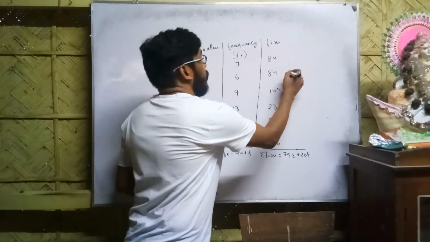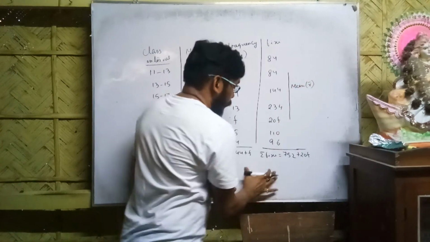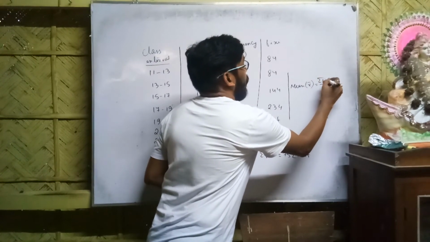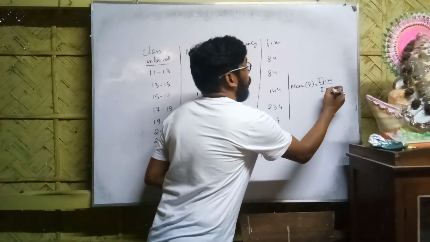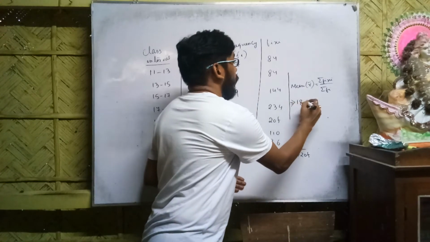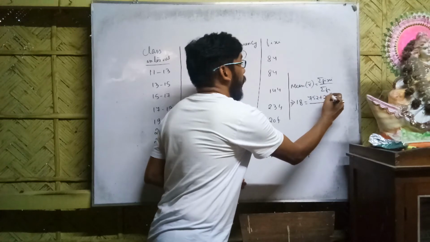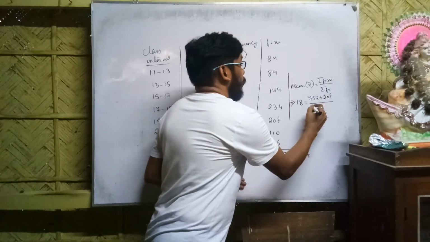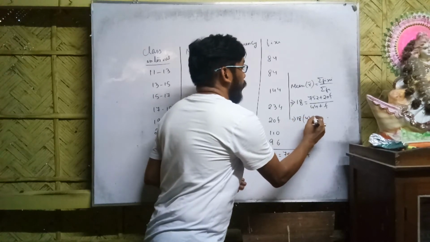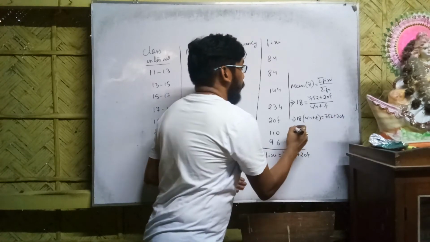So let me do the rest here. What is the formula for mean? Mean is summation of fi xi by summation of fi. The mean is given as 18 in the question itself. fi xi is 752 plus 20f, and summation of fi is 44 plus f. If I cross multiply, 18 into 44 plus f equals 752 plus 20f.